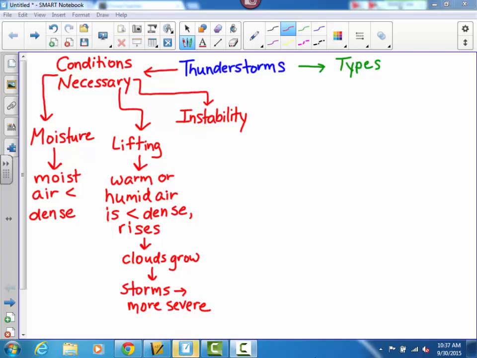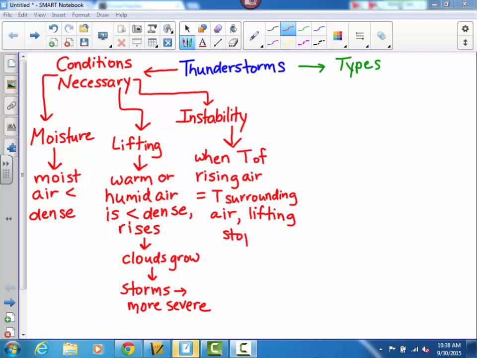Let's go back and add some details to instability, because instability has a lot to do with lifting or rising air. Instability occurs when you have temperature differences. When the temperature of one air mass is different than the temperature of the air mass next to it. If those temperature differences go away, then the lifting that occurs because of those temperature differences stops. So when the temperature of the rising air becomes equal to the temperature of the surrounding air, lifting stops.